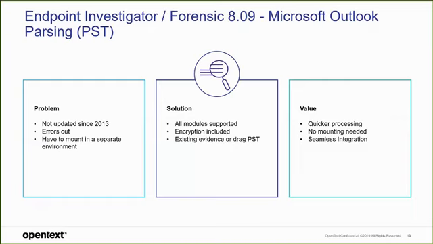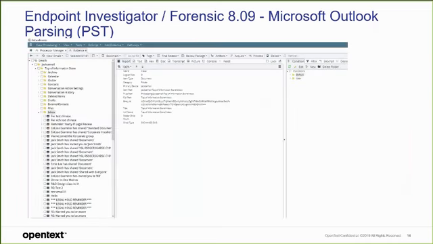Well, we've changed that. So now it's fully integrated into EnCase. Okay, and we support all modules. You name it, from calendar entries to contacts to conversations. So that's an example of, again, a mailbox which I was doing. As you can see, it pretty much looks like Outlook. And we support pretty much everything. Okay, we're not missing anything, including encrypted data. That's all available for you. So that's all about EnCase Endpoint Investigator Outlook Parsing, PST, which was released as part of 8.09.